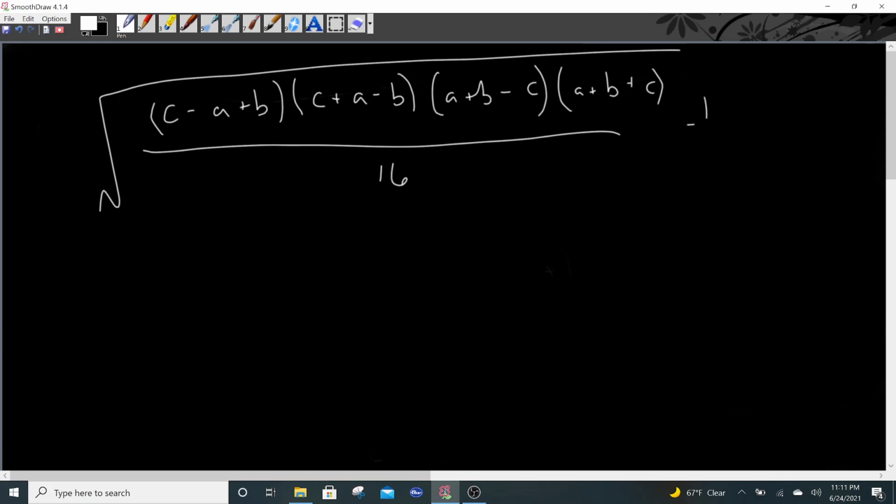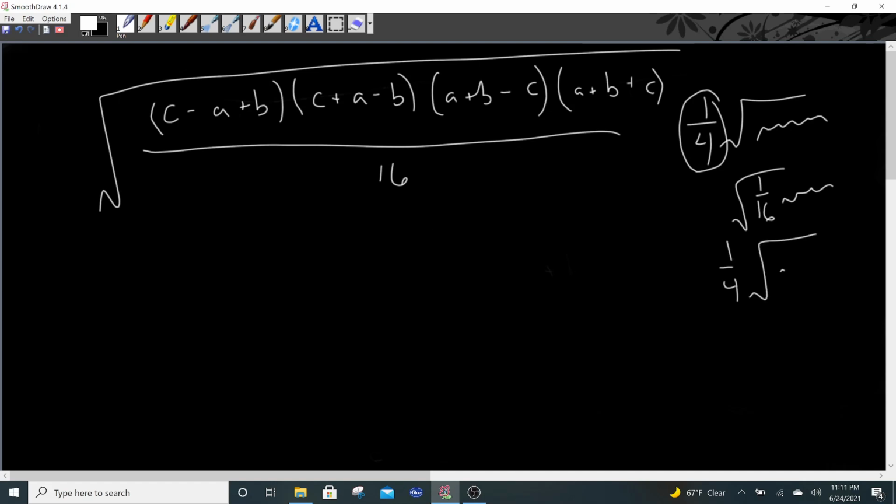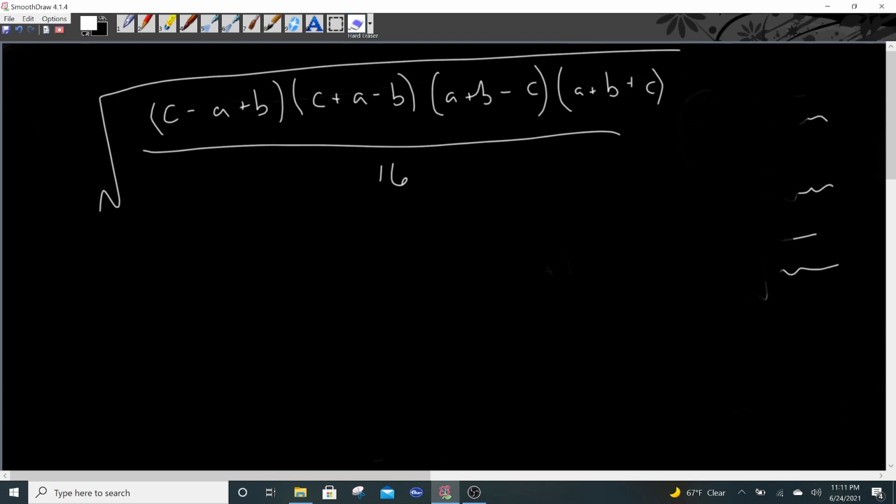Because, if we have 1/4 squared, whatever's inside of a square root, we can reincorporate 1/4 because 1/4 is just obviously the square root of 1/16. So the square root of 1/16 times all of that is just going to be 1/4 square root of all that. So reincorporating that 1/4 under our square root allows us to section off.